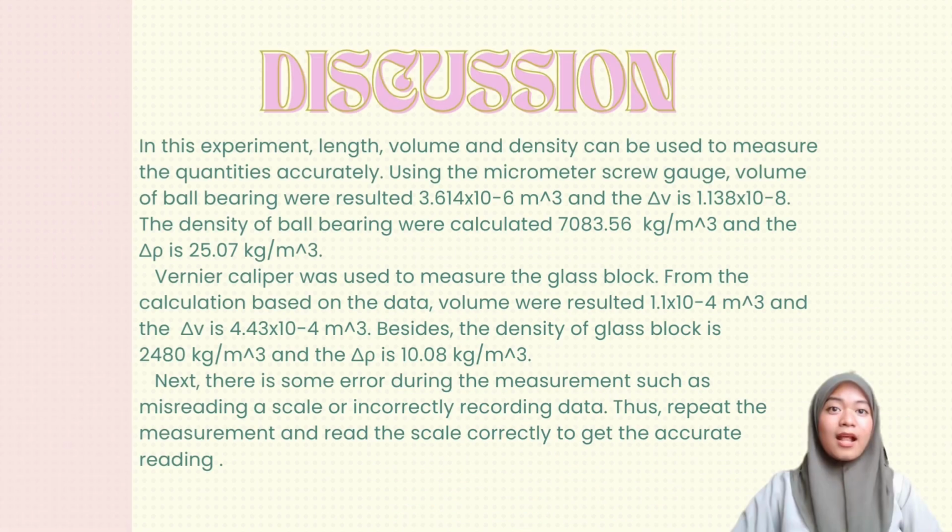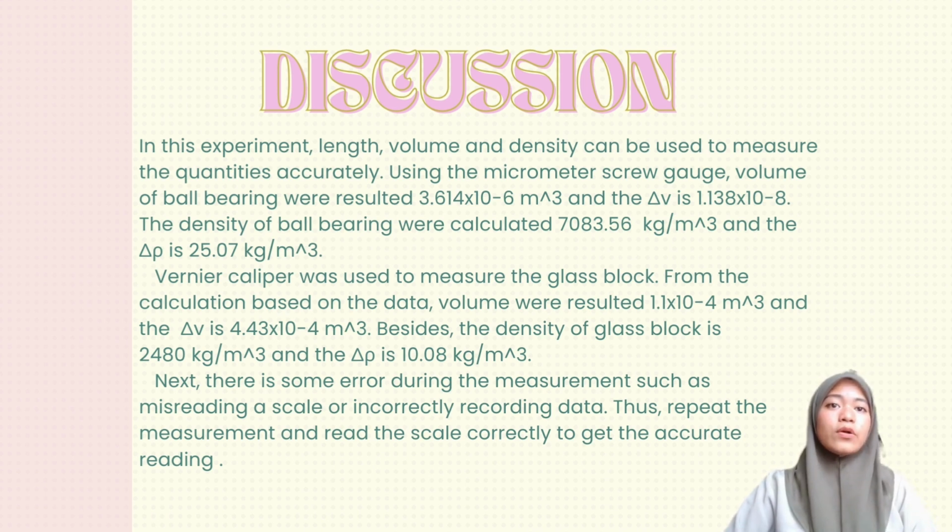In this experiment, length, volume and density can be used to measure the quantities accurately. Using the micrometer screw gauge, the volume of the ball bearing results in 3.614 times 10 to the power of negative 6 m3, and the uncertainty of V is 1.138 times 10 to the power of negative 8. The density of the ball bearing is calculated as 7083.56 kg per m3, and the uncertainty of rho is 25.07 kg per m3. The vernier caliper was used to measure the glass block.